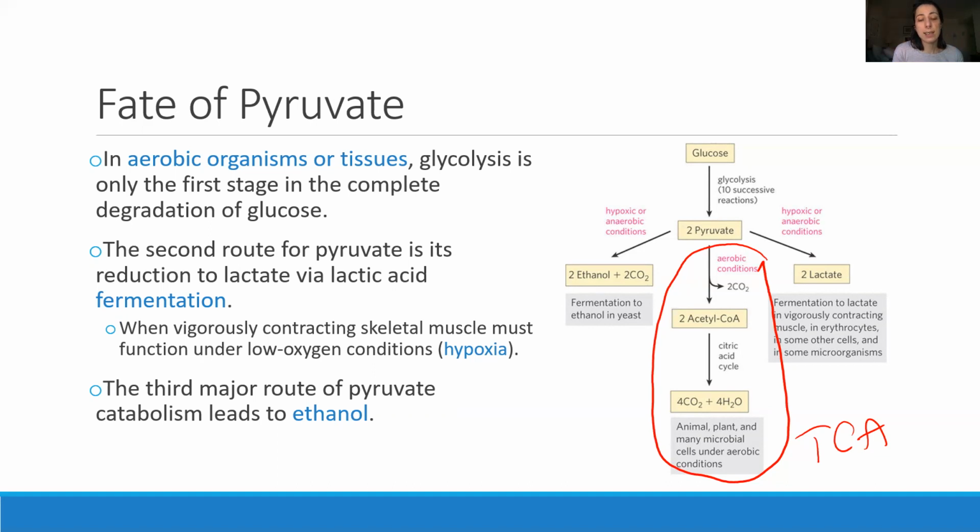Well, this occurs in fermentation. This can be the second route of pyruvate to form lactate or lactic acid via fermentation. And again, this is when we are still needing energy, but we are in low oxygen conditions. Fermentation can occur via 2 types of routes.